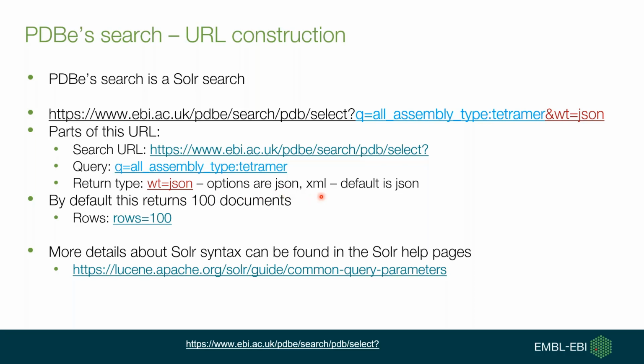The options are JSON and XML, and it defaults to JSON. So in subsequent examples, I won't show these defaults. By default, it shows 100 documents, and we can change this by changing the rows parameter from 100 to a much larger number if we want. Because this is plain Solr, details of the exact syntax can be found in the Solr help pages.